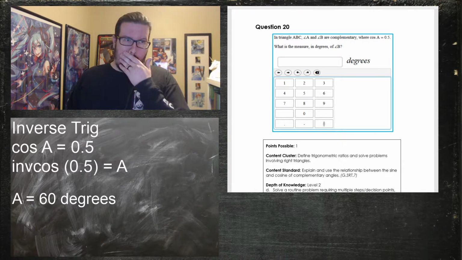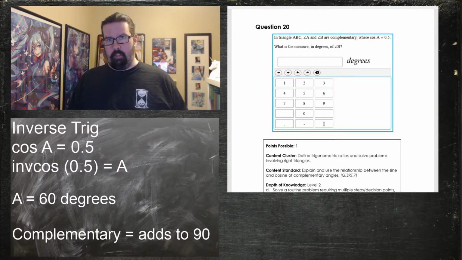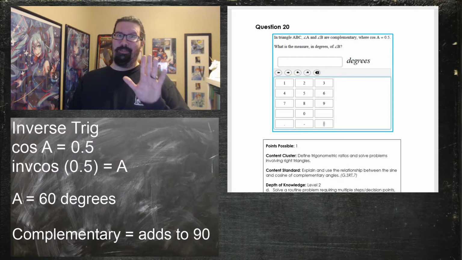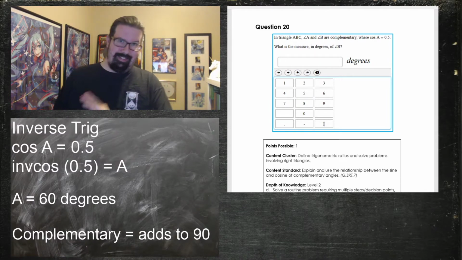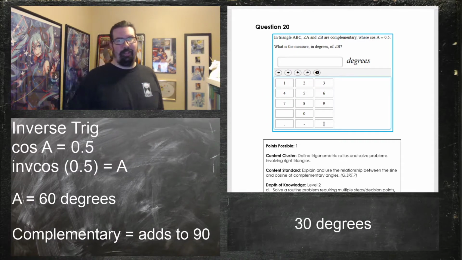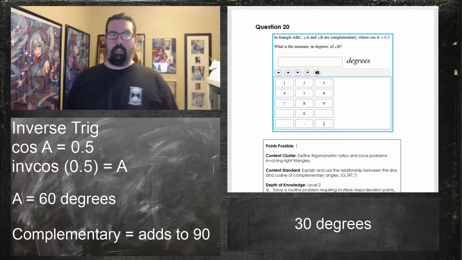Well, if they're complementary, then they add up to 90, right? So we're going to do some hard math. We're going to take 90, we're going to subtract 60, and we end up with our answer, 30 degrees. So, that was pretty easy.